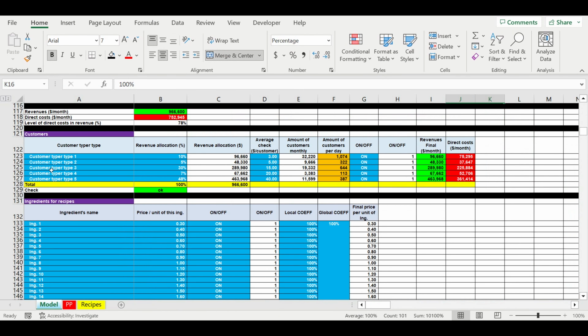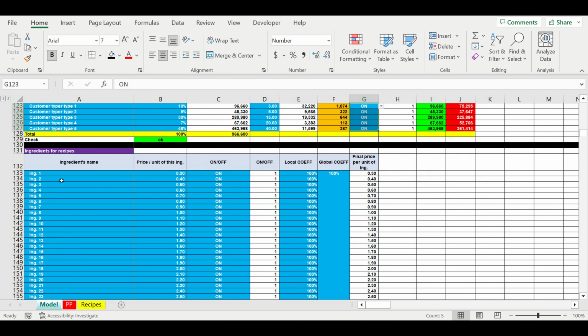Then we have 5 types of customers. We can allocate the revenues between these types of customers. We can specify the average check for each type of customer. We can switch on and off different types of customers from calculations. Here we can see the list of ingredients that play part in cooking our product line. This is the price per 1 unit of ingredient. We can switch on and off different ingredients from calculations. We have global and local coefficients for ingredients.